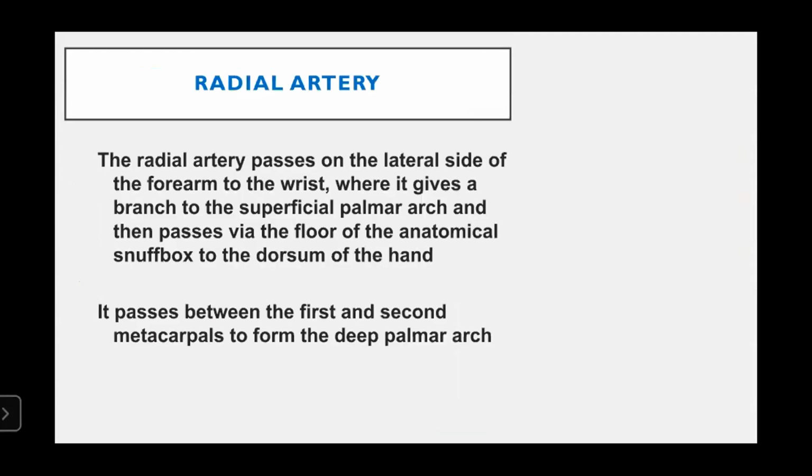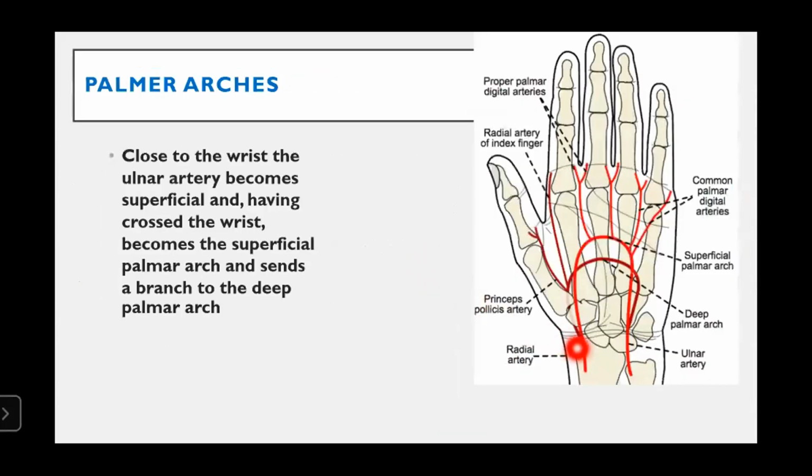Blood supply to the hand. The radial artery enters the wrist joint at the lateral aspect. It first gives a branch to the superficial palmar arch, then passes via the floor of the anatomical snuff box to give branches to the dorsal aspect of the hand, then enters between the first and second metacarpals to give a branch for the deep palmar arch.